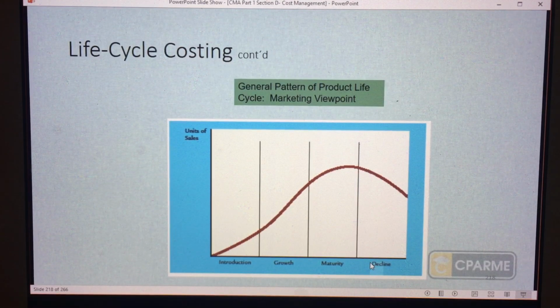Kasi pag nakabenta ka, dito naman meron ka ng sales. So dito, we should already consider the cost of marketing, the cost of distribution, the cost of after sales. So hindi lang siya dito sa decline. So this is the general pattern of product life under your marketing viewpoint.